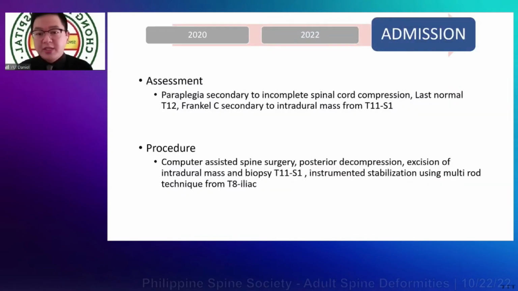So with that, we assess the patient to have paraplegia secondary to incomplete spinal cord compression, last normal T12, fractal C secondary to interdural mass from T11 to S1, in which we did a computer-assisted spine surgery, posterior decompression, excision of interdural mass, and biopsy of T11 to S1, instrumented stabilization using multi-rod technique from T8 to ilia.